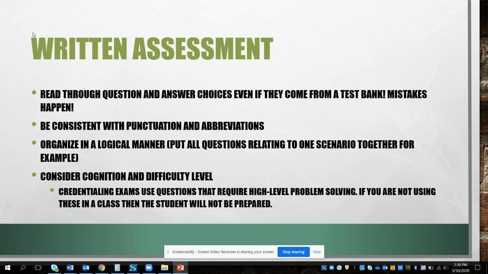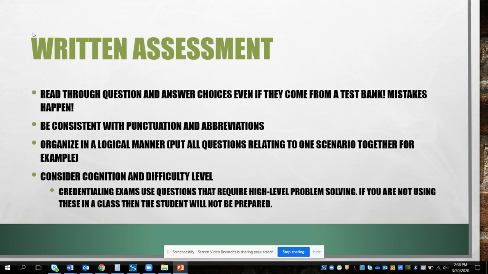When you're writing your own questions, stay consistent with punctuation and abbreviations. Organize everything in a logical manner. So if you have multiple questions related to one scenario, put those all together. And then consider cognition and difficulty level. Credentialing exams are going to use questions that require high-level problem solving, and if you're not using these in class, then the student is not going to be prepared to answer them. We're going to look at a few examples of that here in just a minute.